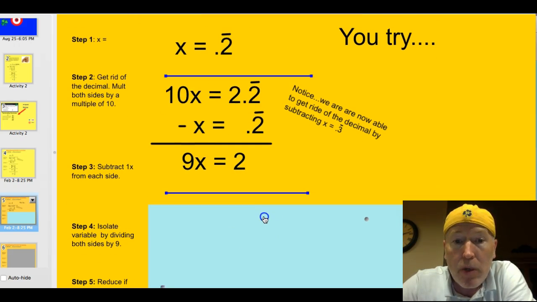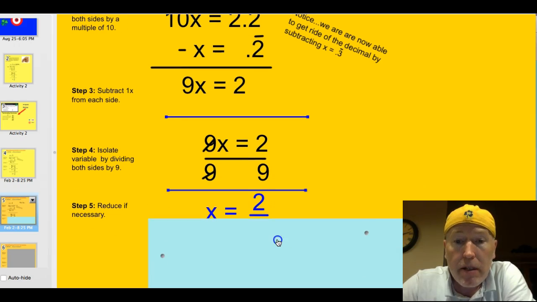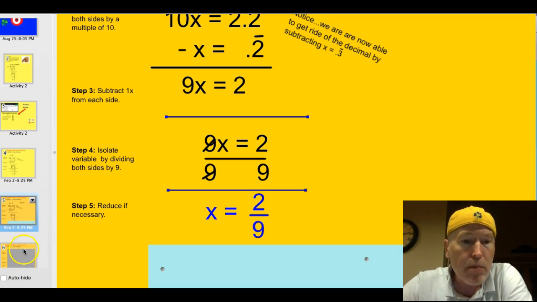9x equals 2. We've got our one-step equation. We'll divide by 9. We'll get that down into x is equal to 2/9. And 2/9 you can't reduce. There it is. x is equal to 2/9. Sweet! I love it when a plan comes together.